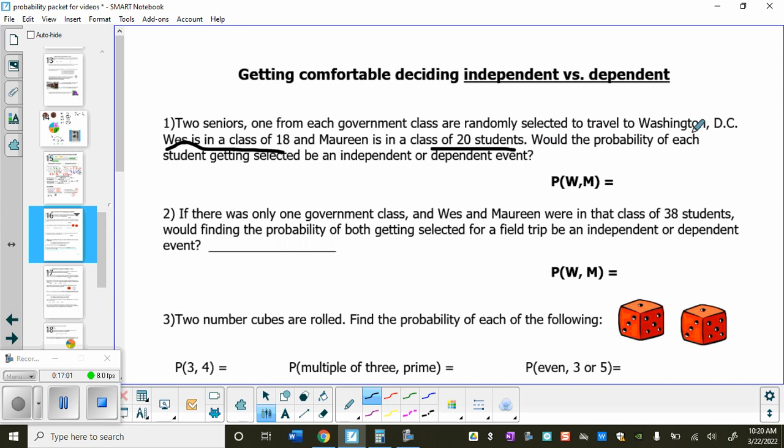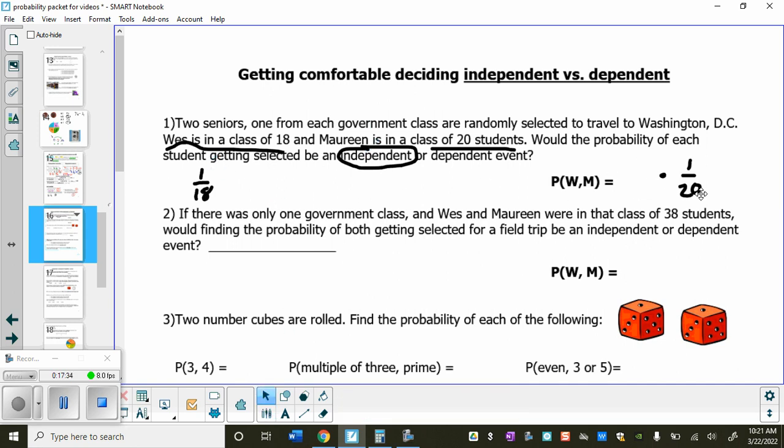So we want to know the probability that Wes is going to get selected from his class and that Maureen is going to get selected from her class. Now, since these are 2 separate classes, these are actually independent events, because in Wes's class, he has a 1 out of 18 chance of getting selected. Him getting selected or not has no impact on whether Maureen would get selected as the 1 out of 20 in her classroom. So these are independent events, and this is the math for how we calculate them.